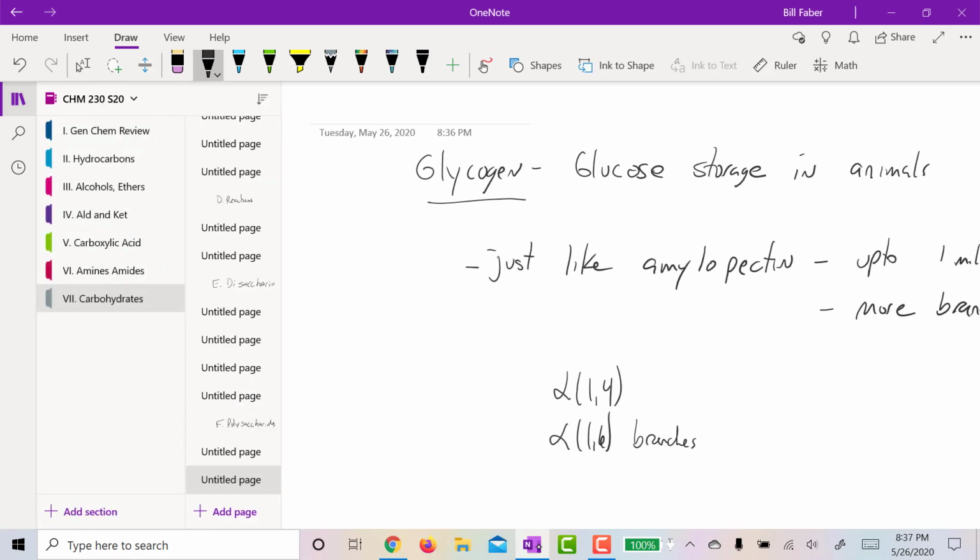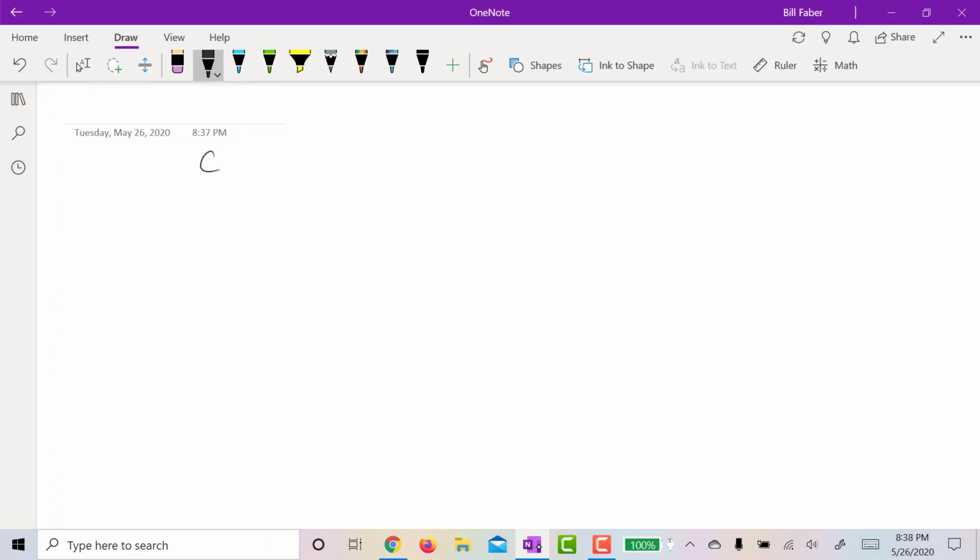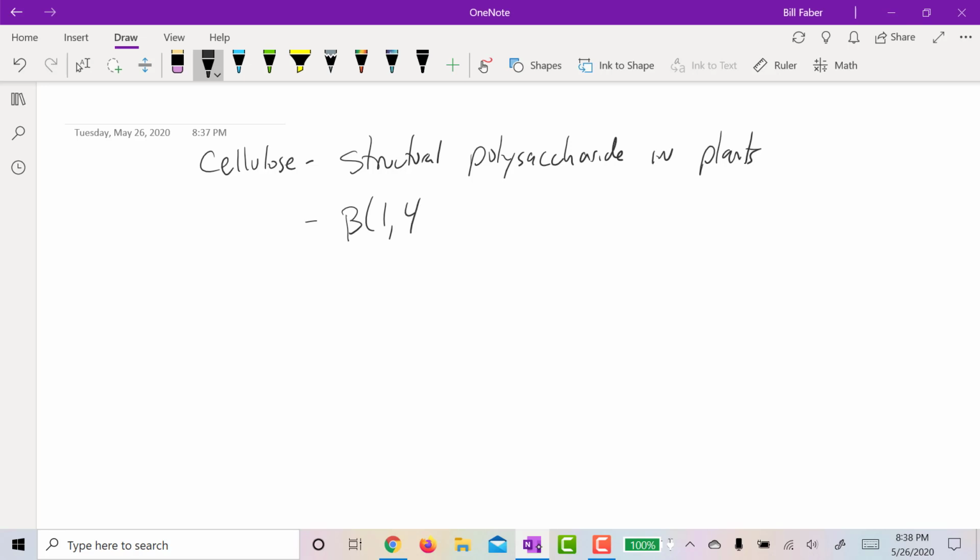And then the last one I want you to know is what's called cellulose. And cellulose is a structural polysaccharide in plants. And it has beta 1,4 linkages between glucose molecules. And it actually has no branching.